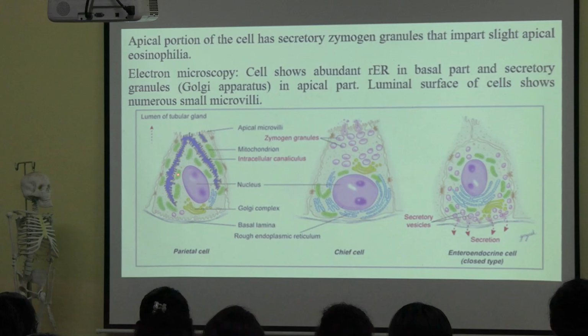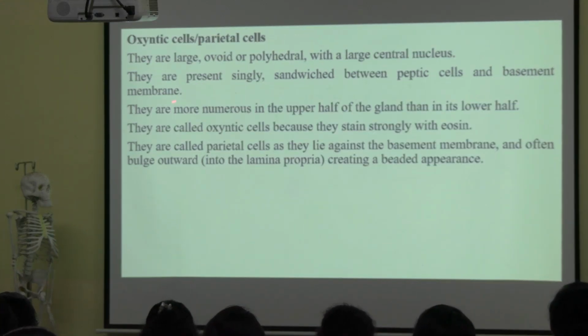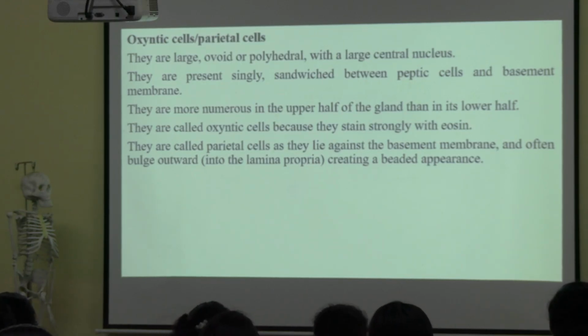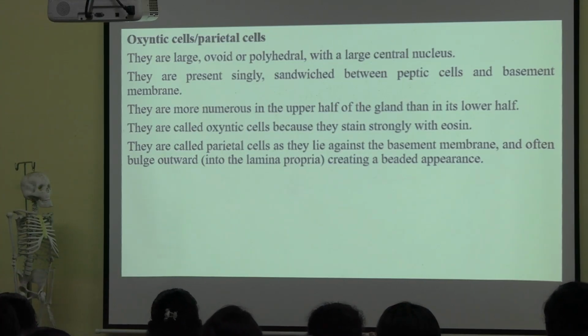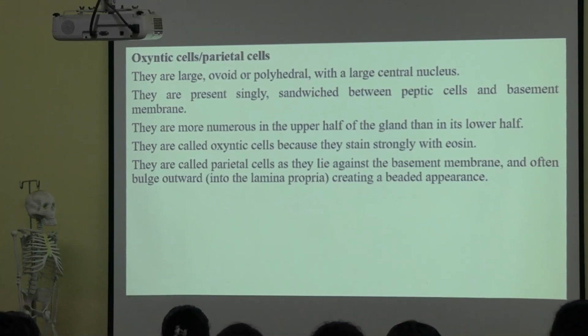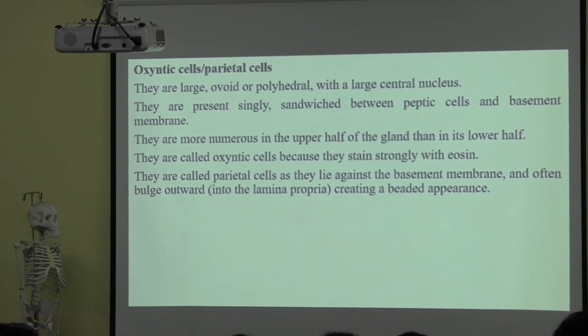Next, here you can see the parietal cells also, and you can see the enteroendocrine cells also. Next, parietal cells are also called oxyntic cells. Okay, so what is the shape and size? It is ovoid or polyhedral, with a large central nucleus. These are slightly sandwiched between the peptic cells and the basement membrane. Okay. Now where are these cells present exactly? More numerous in the upper half of the gland. Previously we have seen that chief cells are present at the lower part of the gland, but these cells are present at the upper half of the gland.